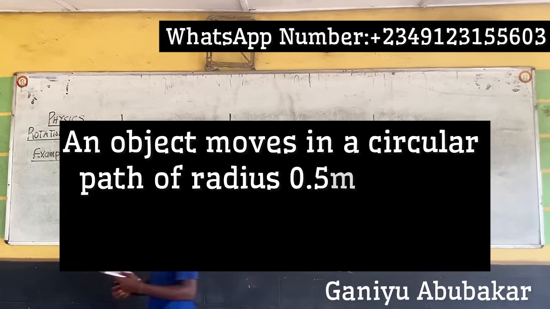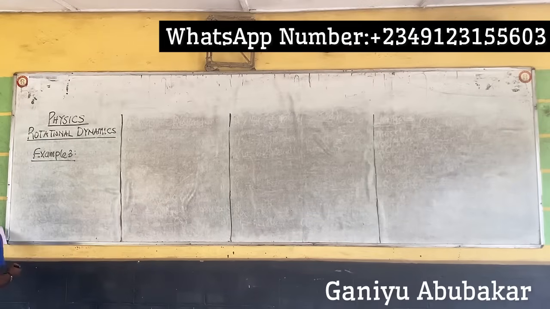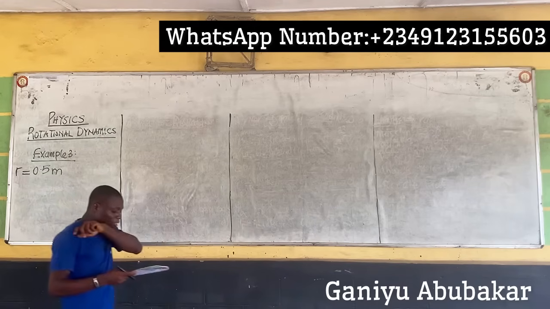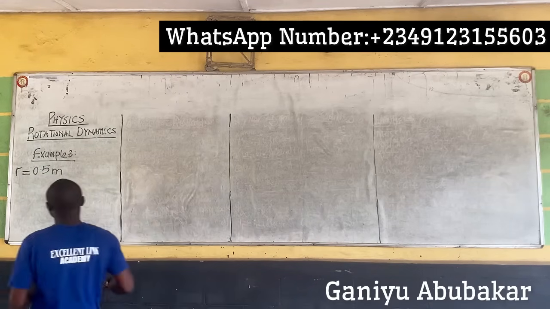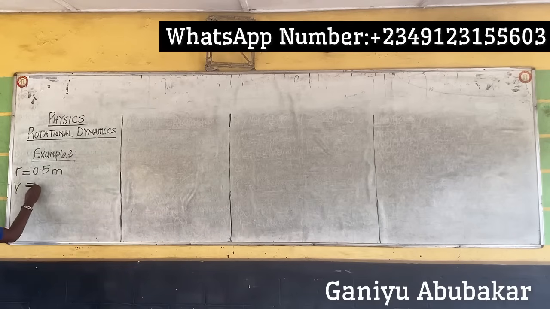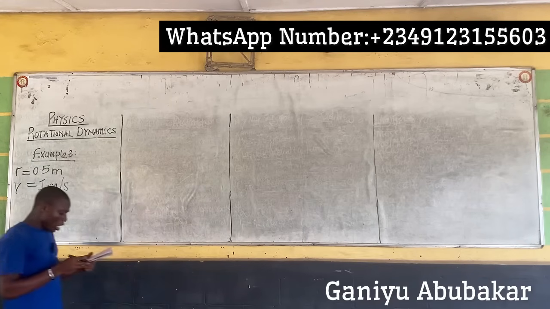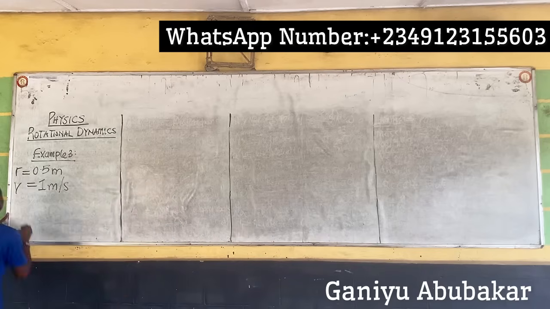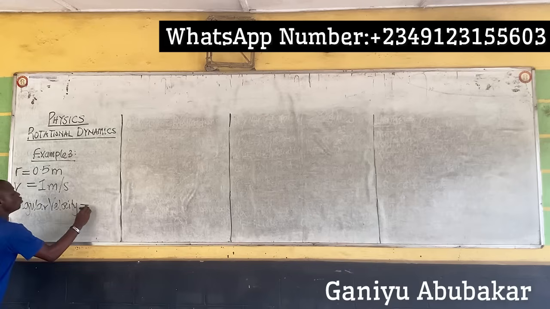First, an object moves in a circular path of radius, so I'm given radius as being equal to 0.5 meters. Let's start with a speed of 1 meter per second. So speed, that's v. v is equal to 1 meter per second. What is its angular velocity? That's omega. So find angular velocity. Angular velocity is unknown. That's omega.